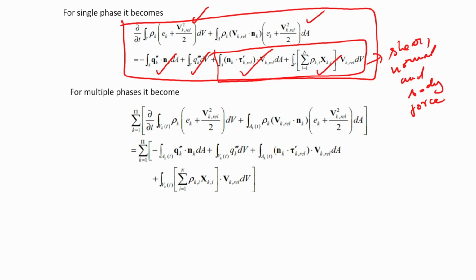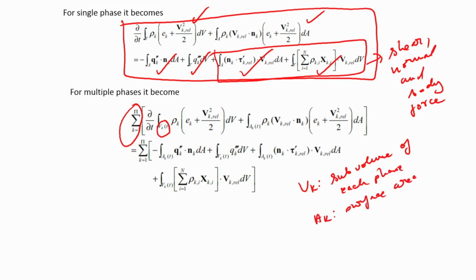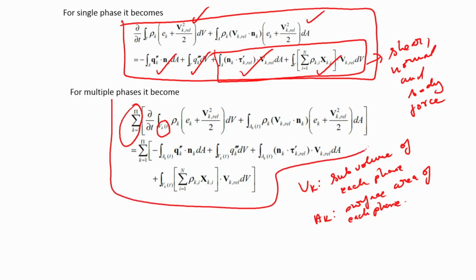Okay. For multiphase, what do we do? We follow the same exercise, that we sum all these components across all the phases, but with a special attention that this V k is nothing but the individual sub volume. V k is basically the sub volume of each phase. Similarly, A k is the surface area occupied by each phase, and basically we have summed over all the phases. So, that is the expression that you see.